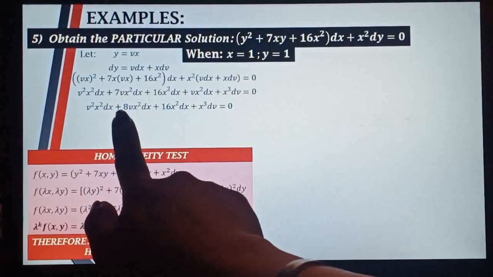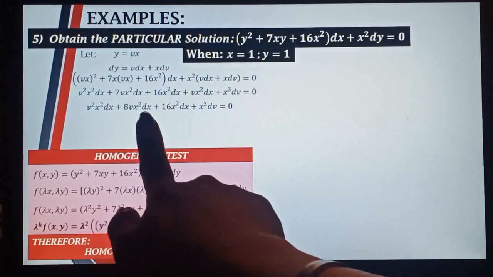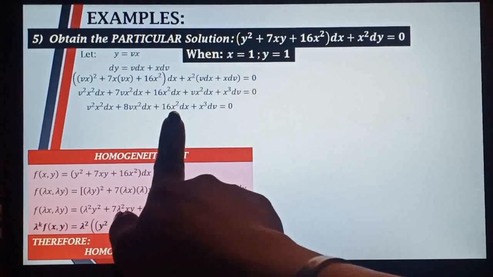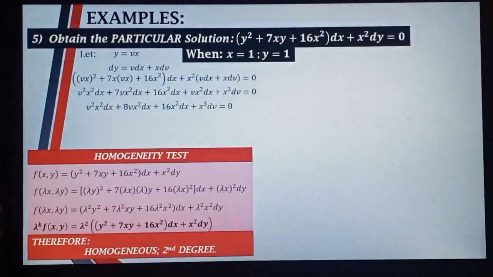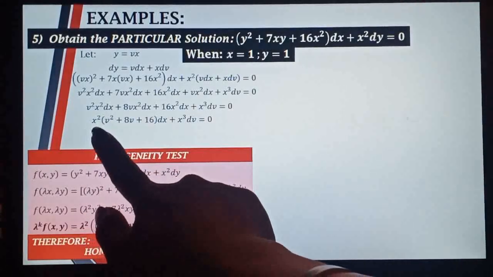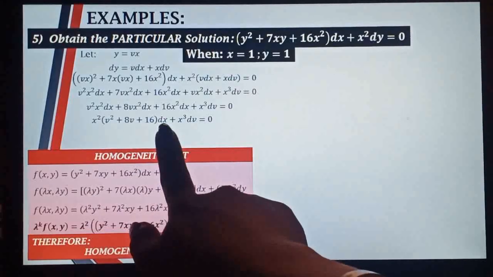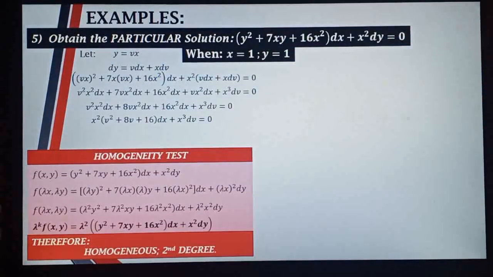You will have 8v squared vx squared dx then plus 16x squared dx plus x cubed dv equated to 0. So factoring out the common term, dx, all has x squared. So ang matitira na lang is v squared plus 8v plus 16 dx. Then yung last term is x cubed dv equals 0.